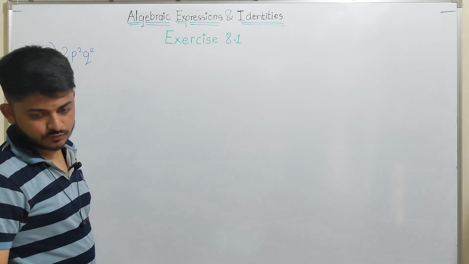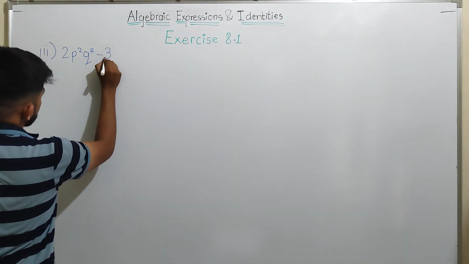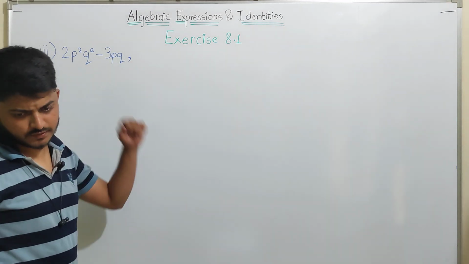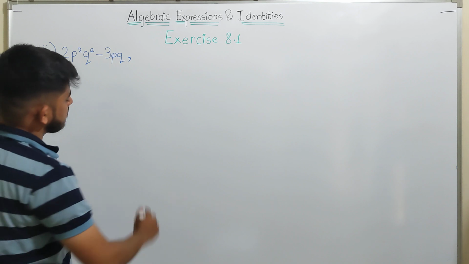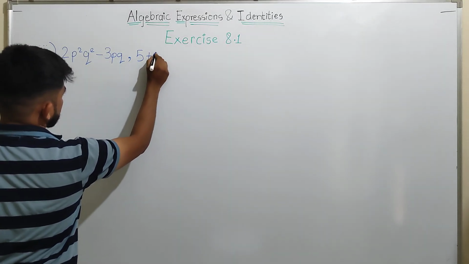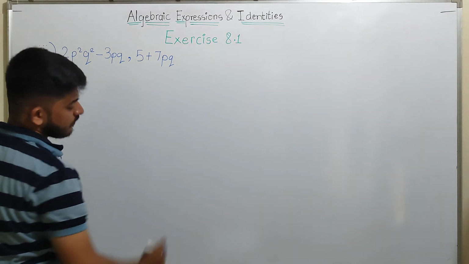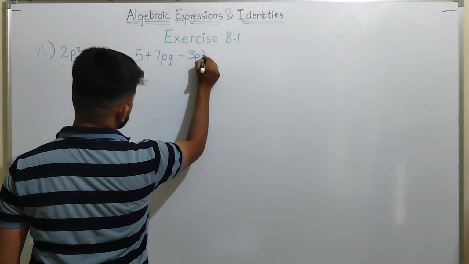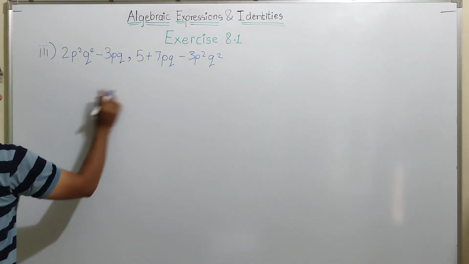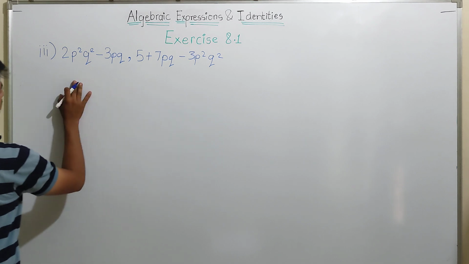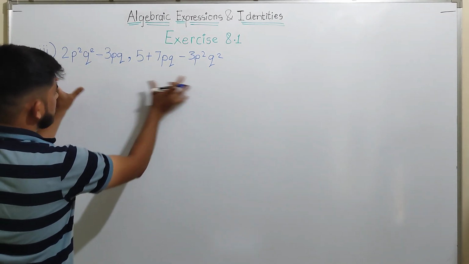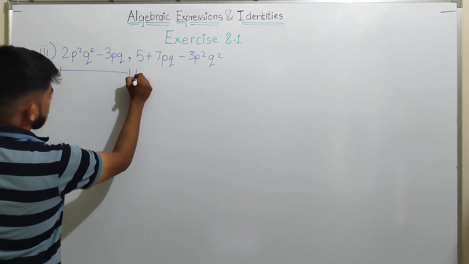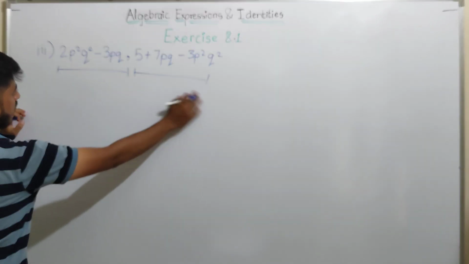2p²q² minus 3pq. This is the first term, right? I've given a comma over here. This was the first term. Second term: 5 plus 7pq minus 3p²q². So this is the first term, this is the second term. I have to add both the terms.